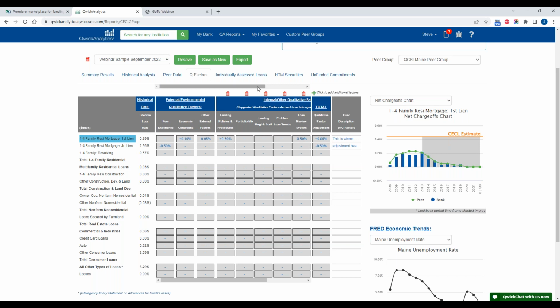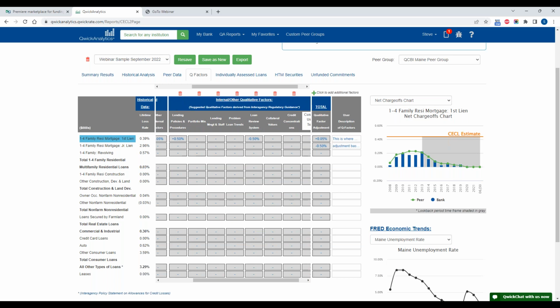You'll notice that these qualitative factor adjustments in this section here mirror or match the suggested adjustments that come from the current interagency regulatory guidance on loan loss reserve accounting. So these Q factors are not a new concept by any means. These are a lot of the adjustments that you've been asked to at least consider in your current loan loss reserve accounting process under the incurred loss methodology. So this is a part of CECL which really doesn't have to be conceptually very different from what you're doing right now.